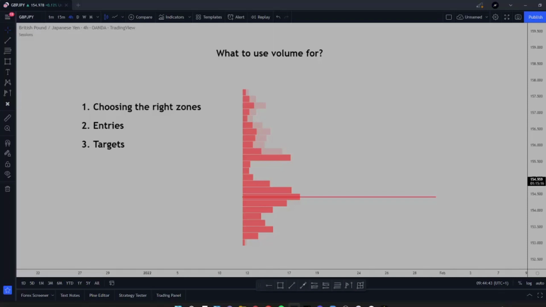There are three things that we use the volume for. The first one would be choosing the right zones. For choosing the right zones, as you guys know, we trade supply and demand zones, mostly on the 4-hour time frame, and some weekly trades as well.